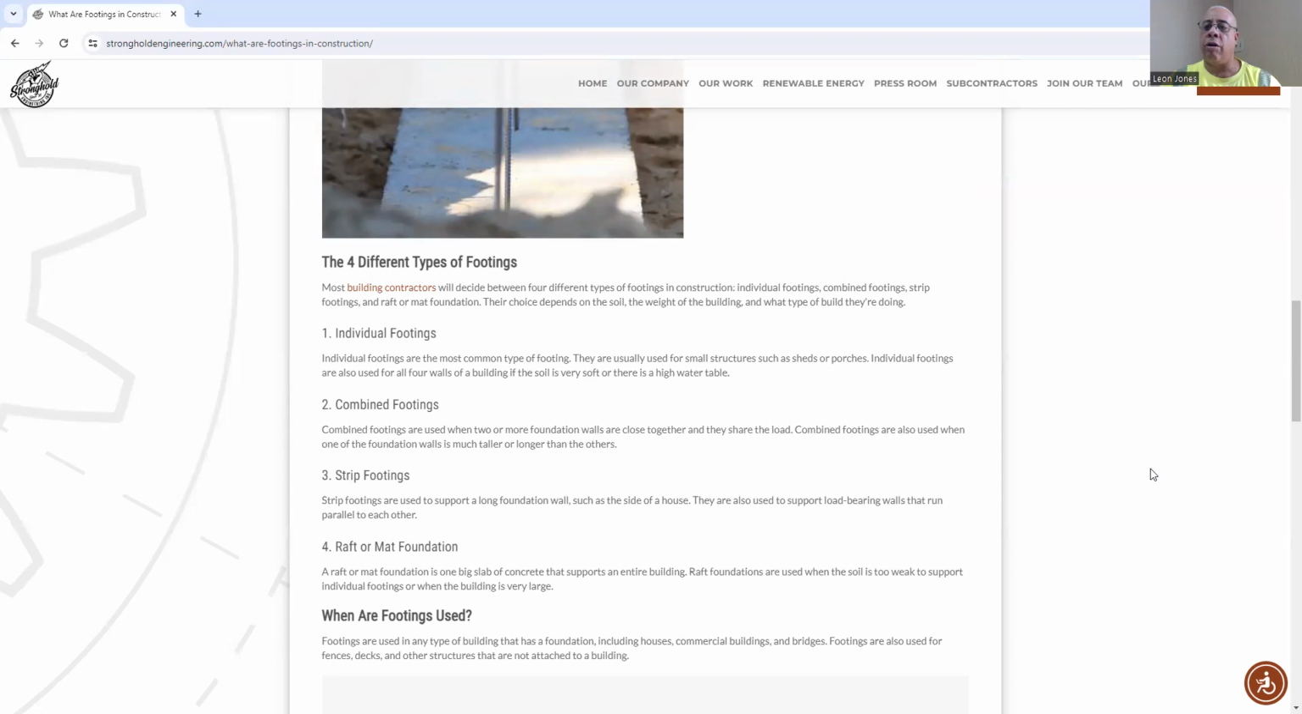And then you get into your mat or raft footing, and that's just one big concrete slab that supports the entire building, or again, if you're building a bridge, the abutment. Now, raft foundations are used when the soil is too weak to support individual footings or when the building is very large.